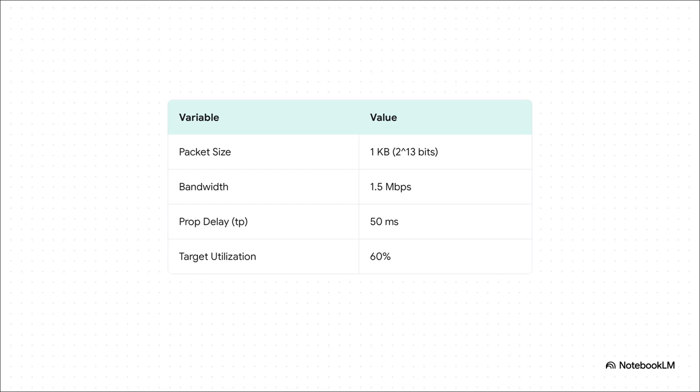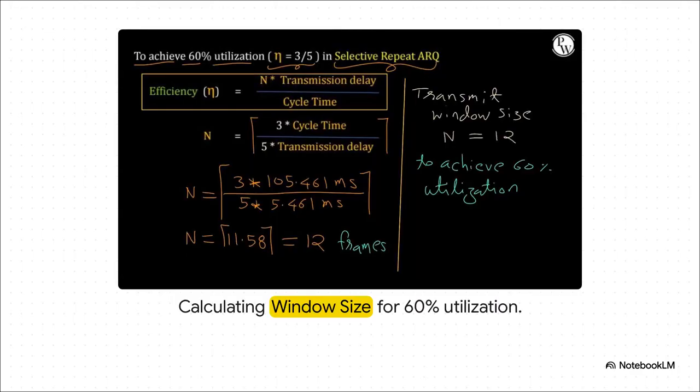Okay, so our packet size is 1 kilobyte, which translates to 2^13 bits. Our bandwidth is 1.5 megabits per second. The one-way propagation delay, that's T_p, is 50 milliseconds. And our ultimate goal here? To achieve a link utilization or efficiency of exactly 60%. Okay, so to find the transmit window size, let's call it n, required to hit that 60% target, we rely on a core formula. Efficiency equals n multiplied by the transmission delay, all divided by the total cycle time.